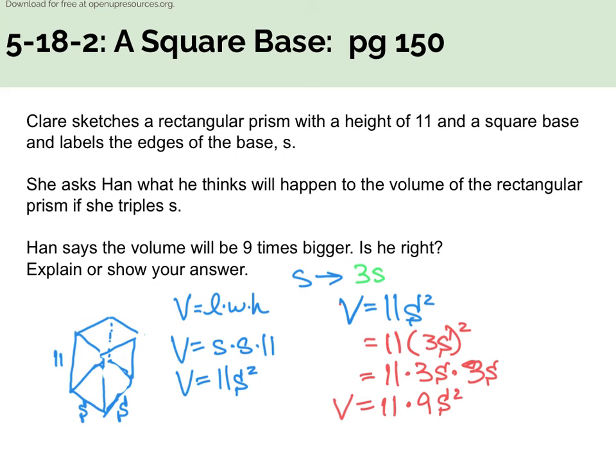So notice, let's look at these. Here I have 11S squared. Here I have 11 times 9S squared. So is Han actually correct? He is. Notice how the extra piece in here is that we have it multiplied by 9. It makes it 9 times bigger. So eventually the final equation itself will be 99S squared. But we do notice how it will be 9 times as big.